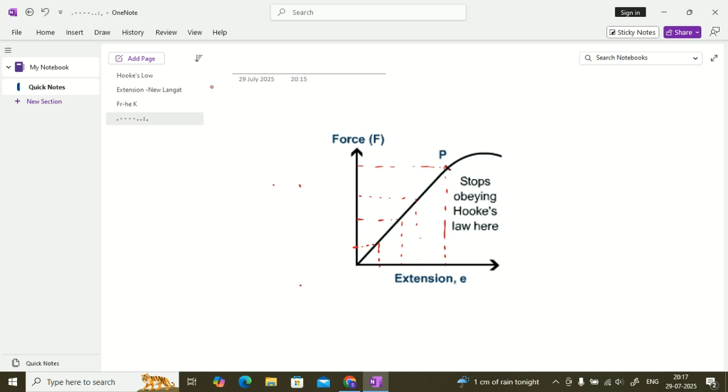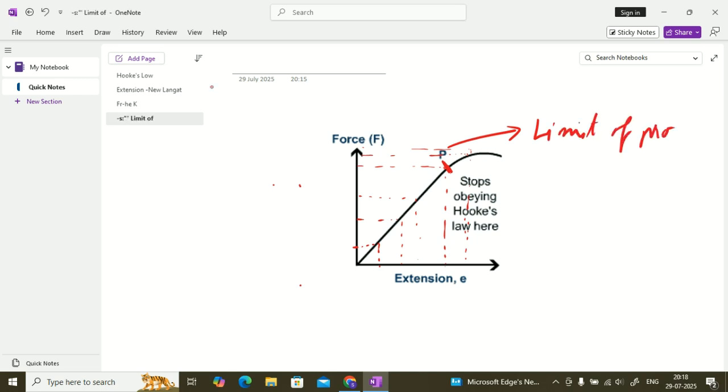That's the reason till this point we can see that the extension is happening proportionally to the force. But beyond this point P, if we keep on increasing the weights on the spring, the extension won't be that much. The extension is little, right? The extension is not going to be in proportion, and because of that we can say that the spring has stopped obeying Hooke's law. Hooke's law is not applicable beyond point P. So this point P is called the limit of proportionality.